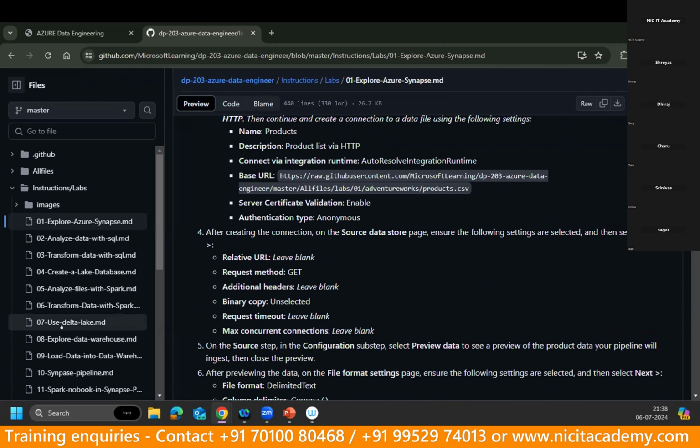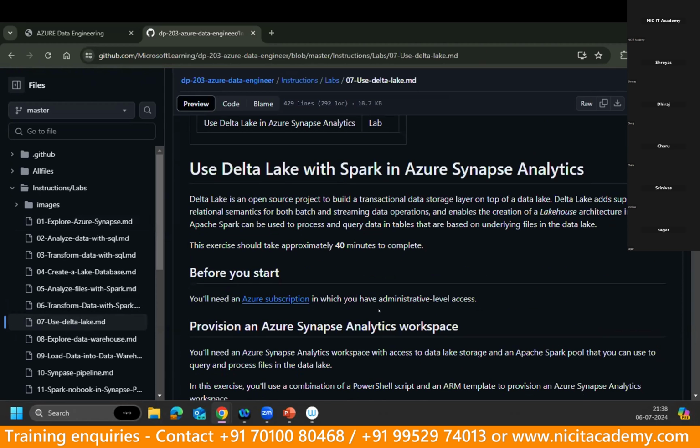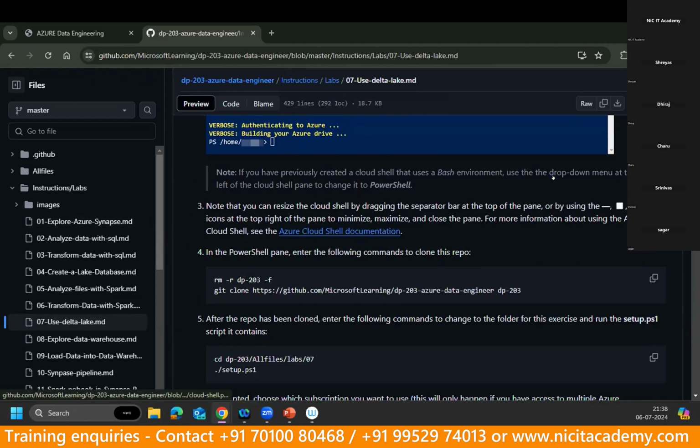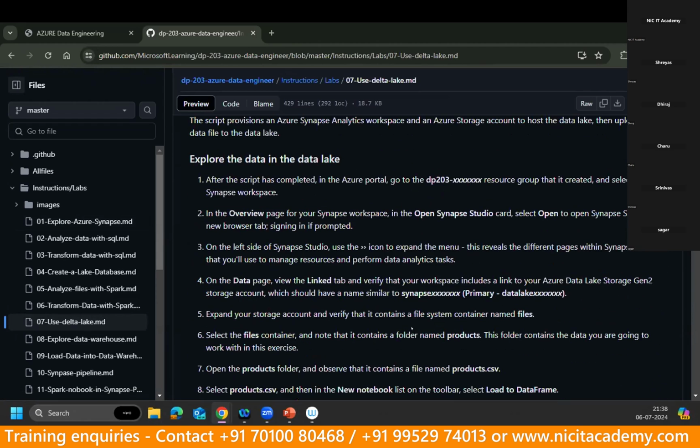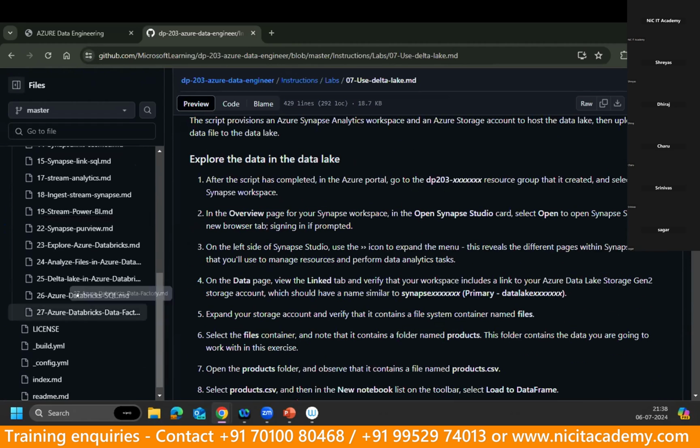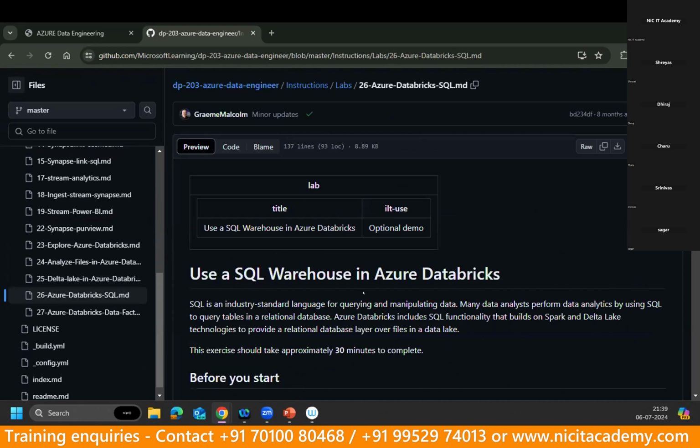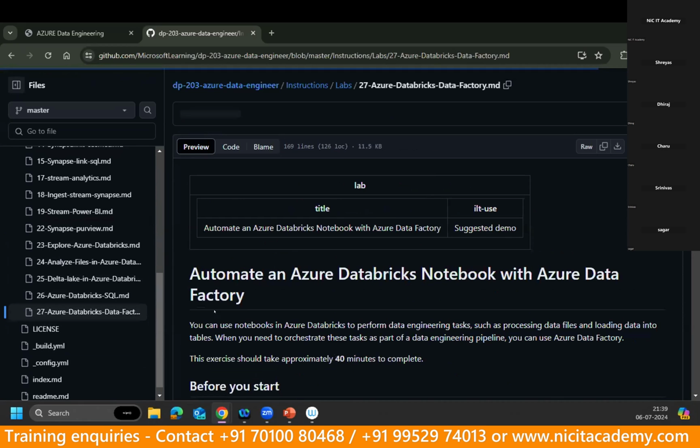To use Delta Lake, what is Delta Lake? We'll study it. Use Delta Lake with Spark in Azure Synapse Analytics. So once we cover Synapse Analytics, you'll be eligible to perform these labs. Then we have a lot of labs on Databricks: analyze files in Azure Databricks, explore Azure Databricks, Delta Lake in Azure Databricks, use a SQL warehouse in Azure Databricks. Then you have a lab to automate an Azure Databricks notebook with Azure Data Factory. So you get a lot of options.